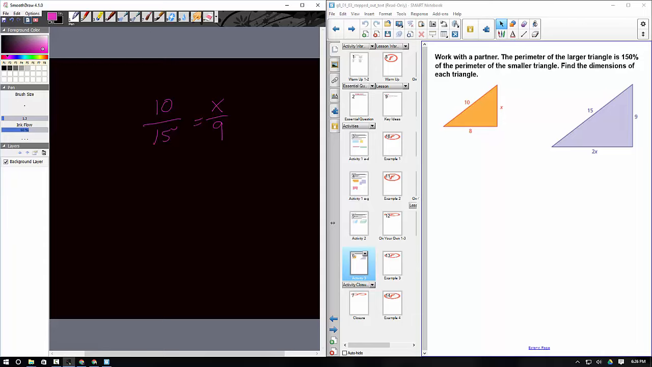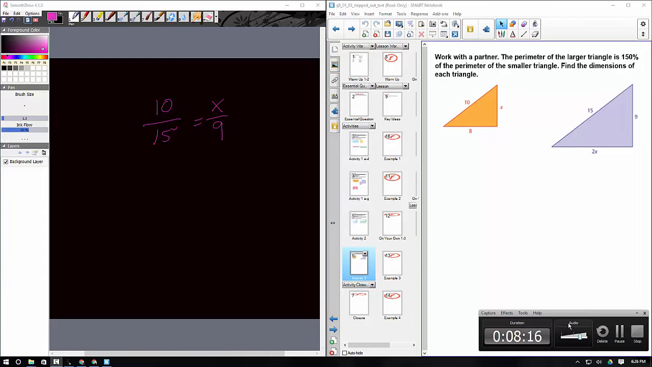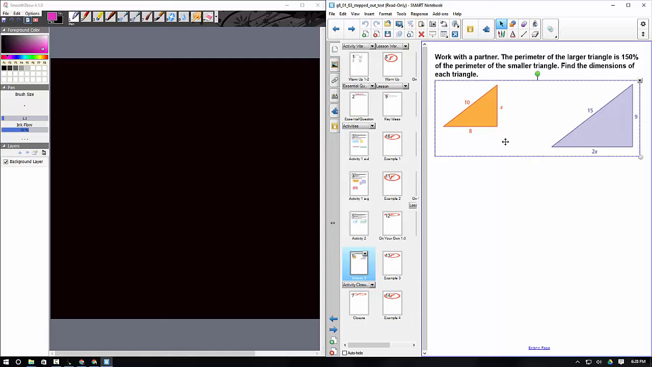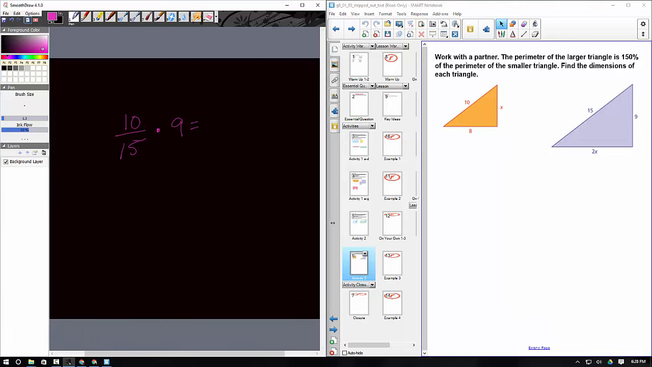So if I look here, my scale factor has got to be, so for this one it says the perimeter of the larger triangle is 150% of the perimeter of the smaller triangle. It says find the dimensions for each triangle. So I know that this has got to be 150% bigger than this one here, which means that the numbers are actually 150% larger as well, right? So I'm going to set this up like 10/15 times 9. And the way that I got that is I look for my corresponding sides. And I'm actually trying to find the side for the smaller of the two, right? This x, so it's got to be smaller than 9.